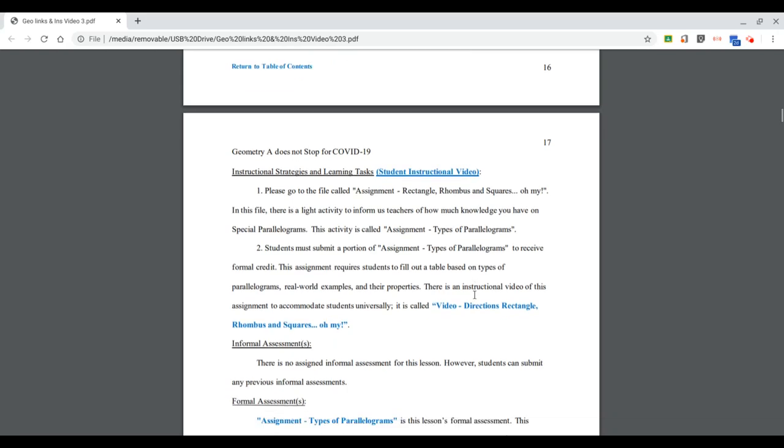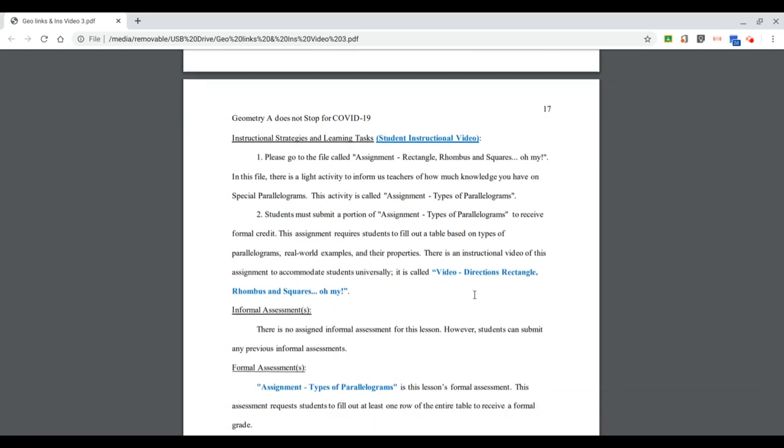For the instruction for the week, the students will go to a file called Assignment: Rectangles, Rhombus, and Squares, Oh My. In this file, there's a light activity called Assignment: Types of Parallelograms. The students must submit this assignment to receive formal credit. This assignment requires students to fill out a table based on types of parallelograms, real world examples, and their properties.